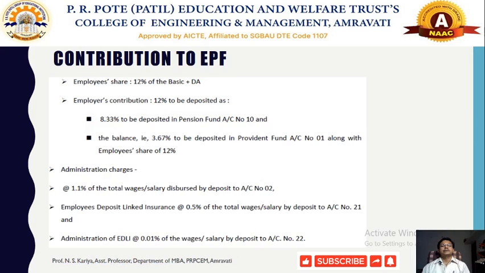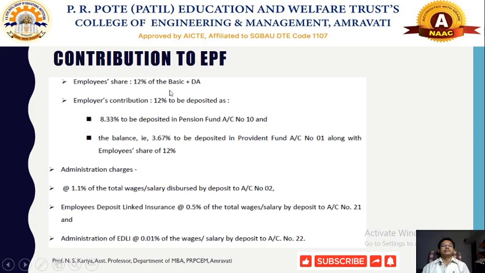Then contribution to EPF. Now when we are talking about how the employee provident fund is operated, the government has made a provision. Employee share would be 12% of the basic plus dearness allowances. Basic salary plus dearness allowances, it's 12%, and the employer's contribution of 12% also has to be deposited.